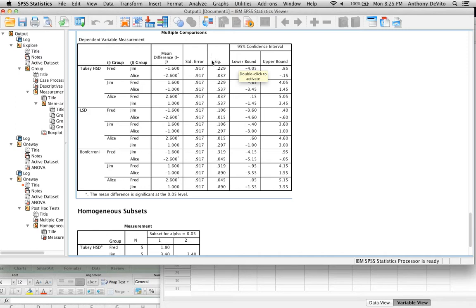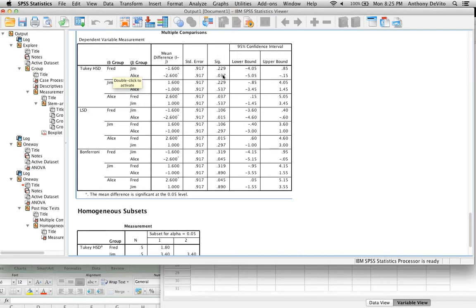What I'm really interested in is this column here, the significance, the p-value, the probability of being wrong if I reject the null hypothesis that the mean for Fred is equal to the mean for Jim. I want to look at any place where that significance is less than 0.05.